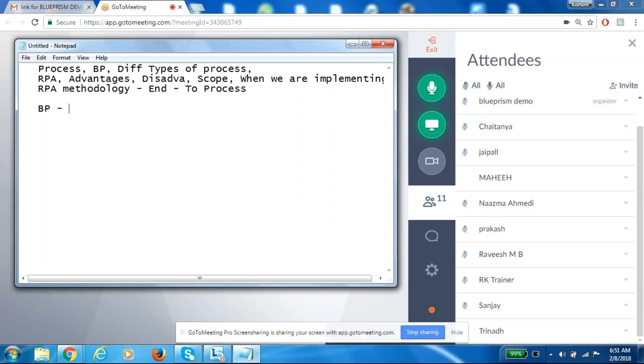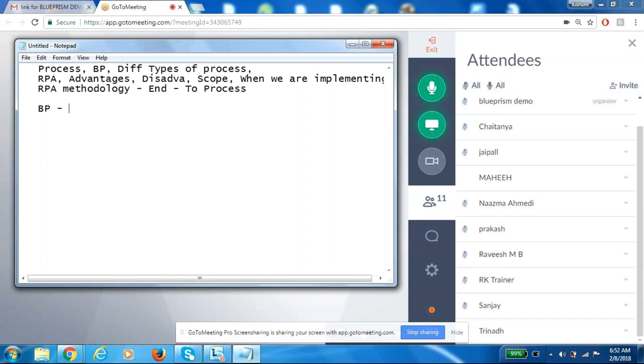Okay, and this one includes the complete end-to-end process: where we are installing, what roles we are setting up in Blue Prism, how we are gathering the processes and dividing them into multiple objects, how we are completing the process, how we are testing it, and how we are deploying it to the client machine.